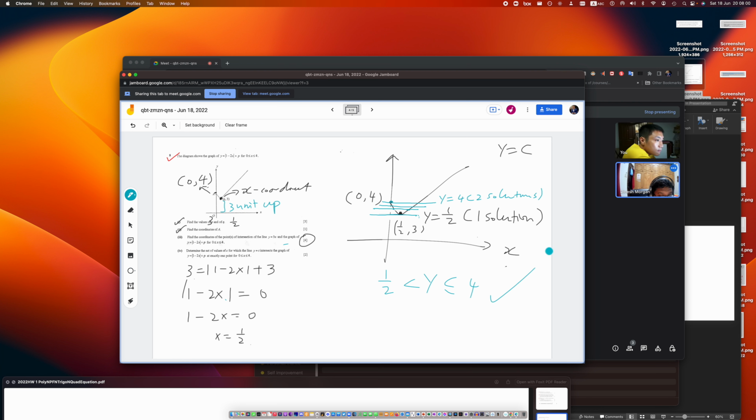Oh wait, they wanted to intersect at 1 point, isn't it? At least 1 point, right? No, it's exactly 1 point. Hold on. Oh, exactly 1 point. Okay, then you just decide. So that means 1 point is y equals half. This is one answer. Then y cannot be equal to 4, so it's more than 4. You understand? Yeah. So in a way, you just draw the line. Yeah. Thank you for letting me know it's exactly 1 point.